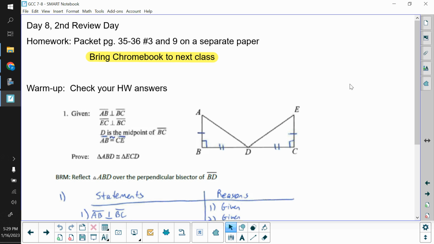Remember, the homework is not on the calendar, so make sure to write it down somewhere or in your planner. For tonight's homework, you're going to be doing numbers 3 and 9 on a separate sheet of paper. You also need to bring your Chromebook to class next class, and it needs to be charged, so make sure to charge it tonight. We'll be working individually on our Chromebooks on a Jamboard tomorrow, so we'll need to have that.